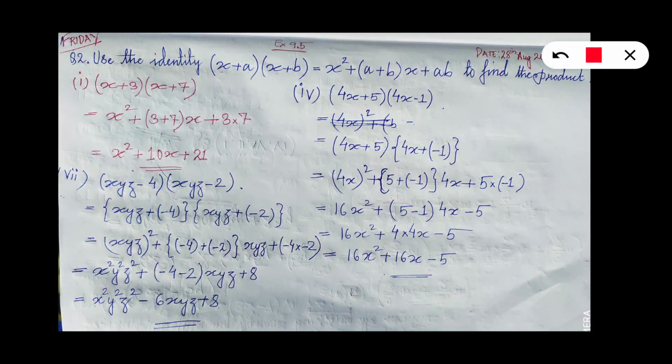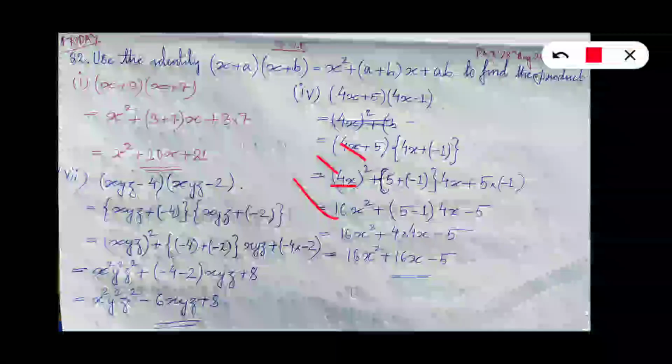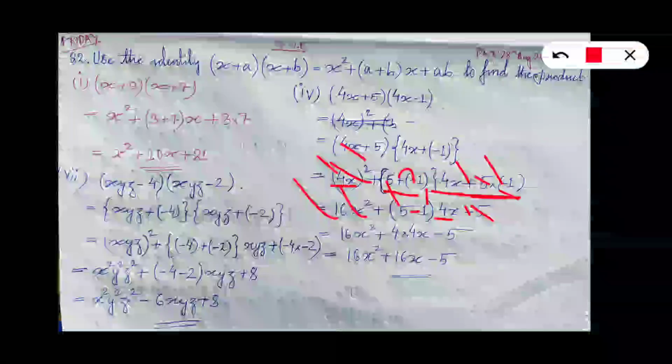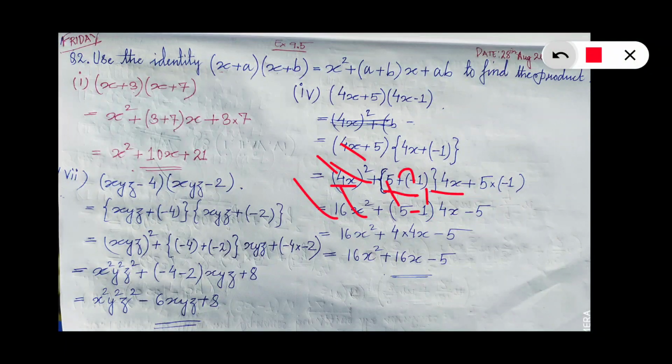After that, we need to simplify. 4 twice will give you 16, x twice will give you x square. Now I need to simplify this. 5 will come down. Plus minus is minus 1 in the bracket, outside the bracket is 4x. And here we have multiplication between plus 5 and minus 1. So plus minus will give you minus, 5 ones are 5. So this is very simple, my dears. Okay, let's move to the next step.